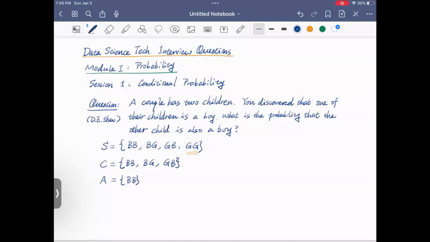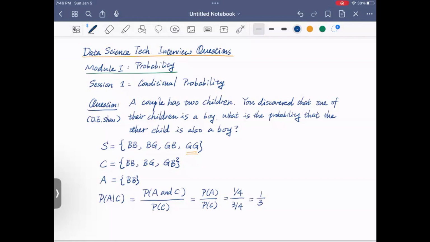Then let's follow the formula of conditional probability to calculate P of A given C. It should be P of A and C divided by P of C. Because A is a subset of C, A belongs to C, the intersection is just A itself. P of A is just 1/4. P of C is 3/4. So the probability is 1/3.